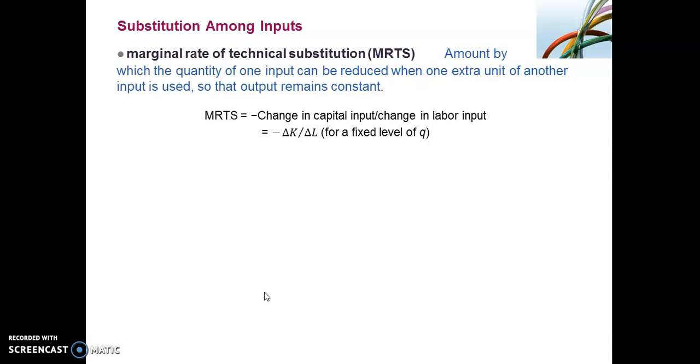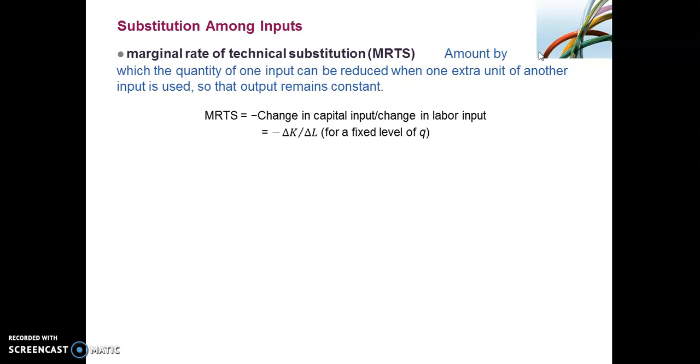Now, this is called the slope of the isoquant. We know that because the isoquant is downward sloping, it has a negative slope. And the slope is called the marginal rate of technical substitution. And it can be defined as the amount by which the quantity of one input can be reduced when one extra unit of another input is used, so that output remains constant.